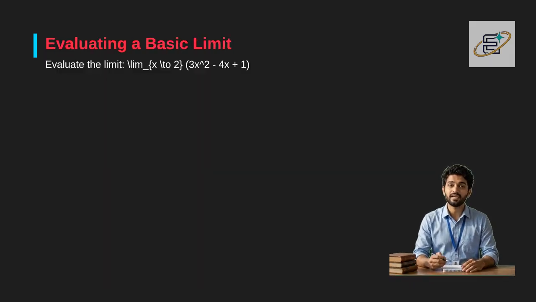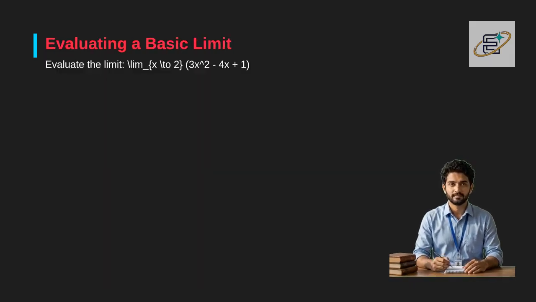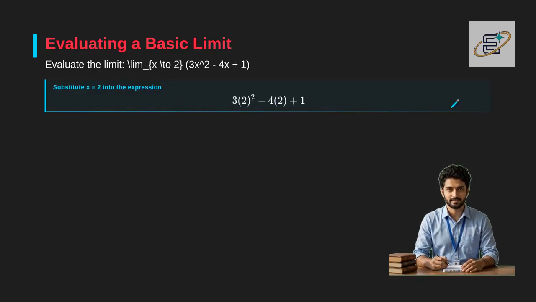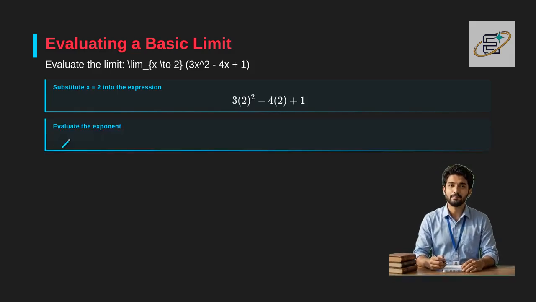Now, let's actually solve a limit problem together. Here is our question: evaluate the limit of 3x squared minus 4x plus 1 as x approaches 2. The very first thing you should always try when evaluating a limit is direct substitution. So, we simply substitute x equals 2 directly into our expression. Next, we evaluate the exponent. 2 squared is 4, so our expression becomes 3 times 4 minus 4 times 2 plus 1.